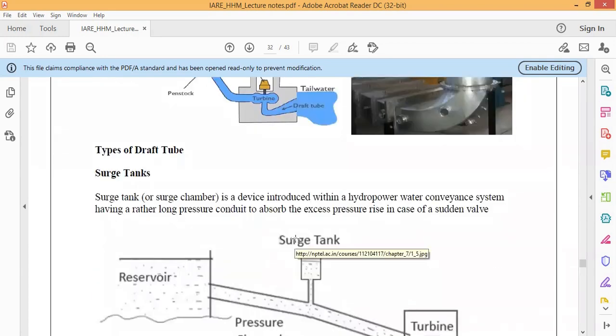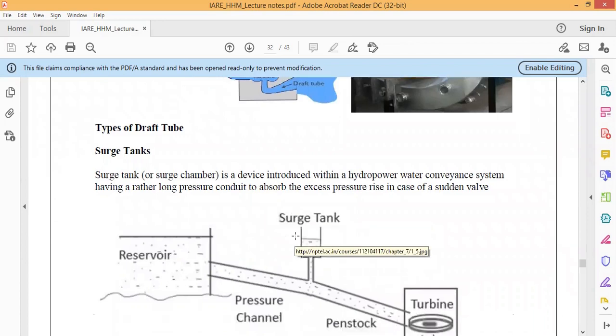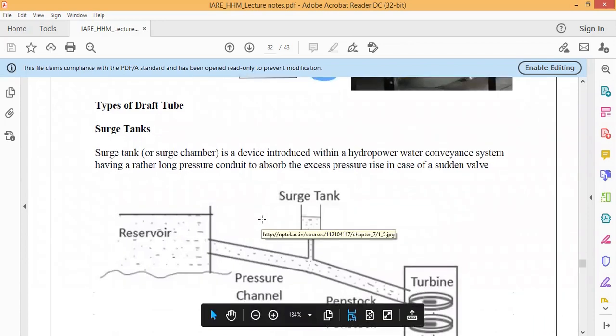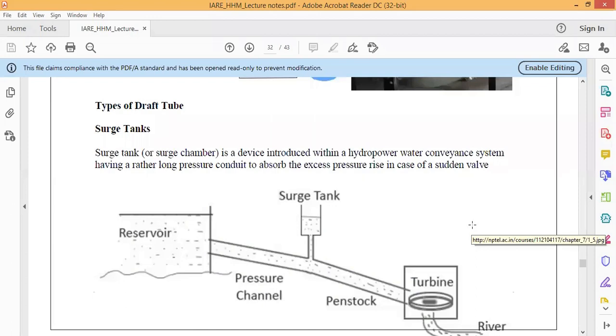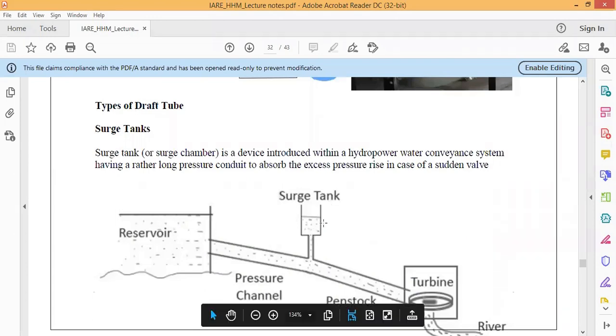Now there are some types you can see. The first one is the surge tank. The surge tank is a device introduced within hydropower water conveyance systems having a rather long pressure conduit, to absorb the excess pressure rise in case of sudden valve closure. So the surge tank is used to maintain or reduce the pressure.